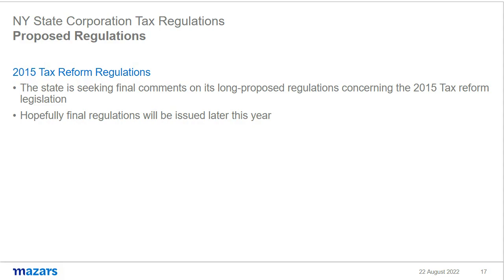And finally, with respect to the tax reform regs, the state is seeking final comments on the regs. It's only taken them, I guess, 7 years to try to get to the point of actually adopting the regs for the 2015 tax reform. And hopefully, by the end of the year, we'll see the final regs adopted. And with that, that concludes the state and local update. I'll now pass it on to Alex.